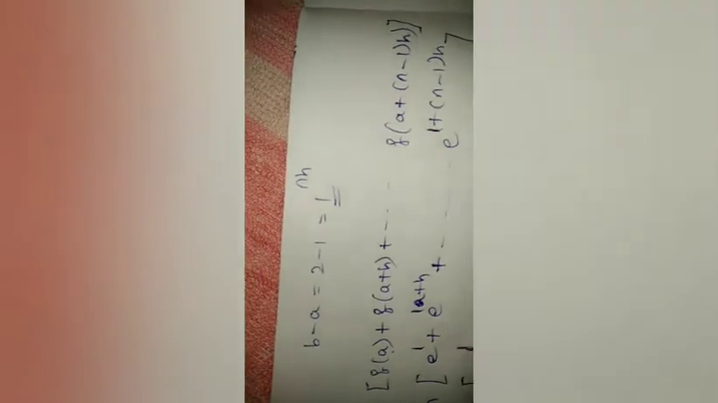So next what you do here, you write this e power a plus h and split the next term and write it like e power 1 into e power h, plus the next term I am writing here e power 1 into e power 2h, like that. E power 1, e power 2h, correct?